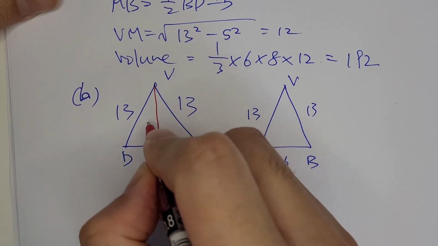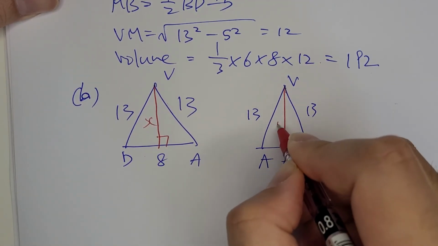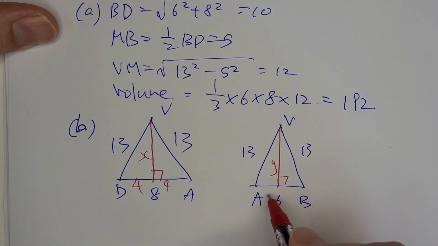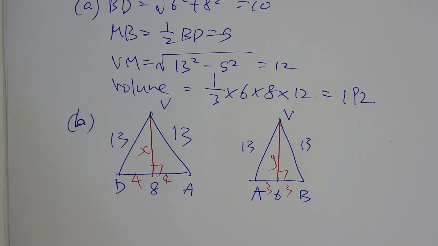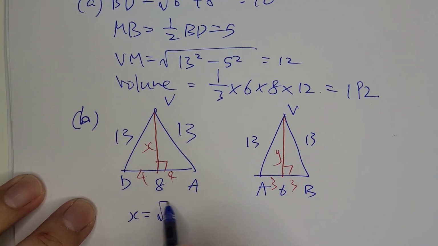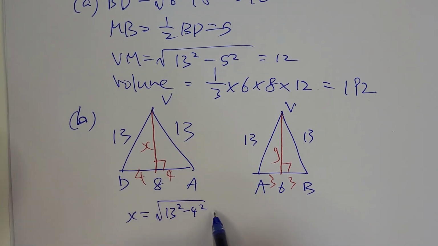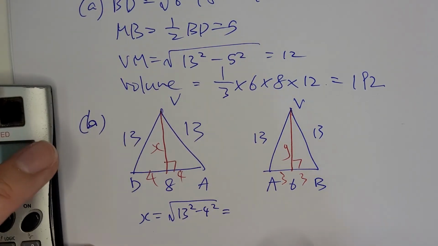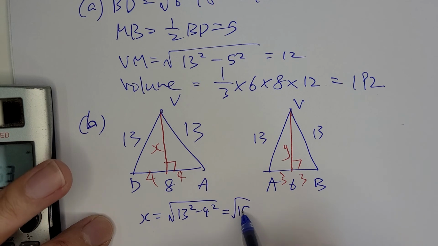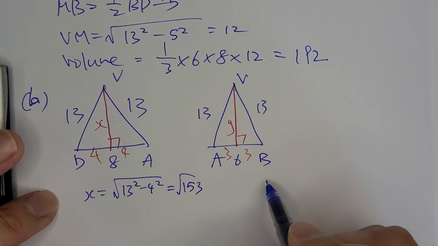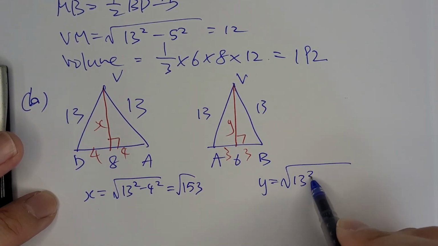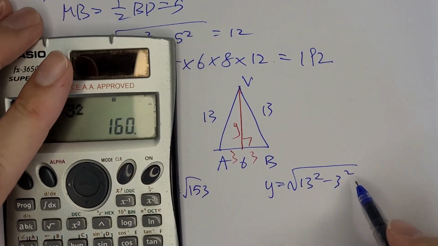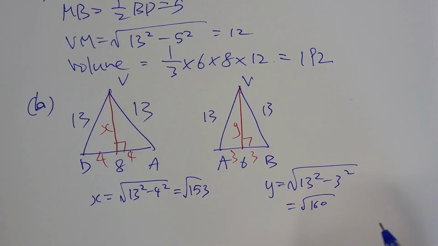Let this height be X and let this height be Y. So 4, 4, cut into 2 equal parts. There's an isosceles triangle. So you can find X. X is equal to the square root of 13 squared minus 4 squared. Then you will get square root 153. And here, again, Y equals the square root of 13 squared minus 3 squared, square root 160, of course.